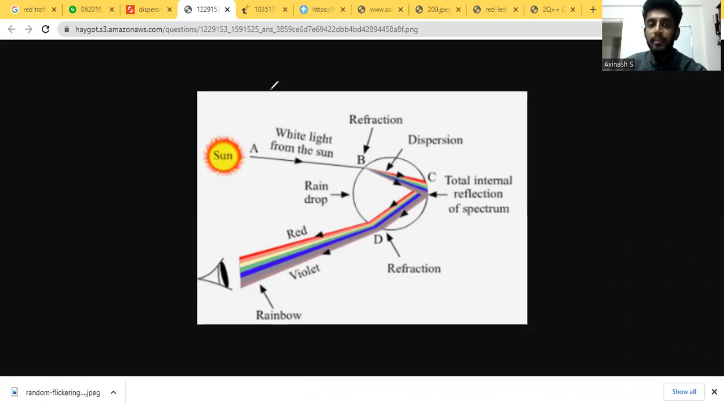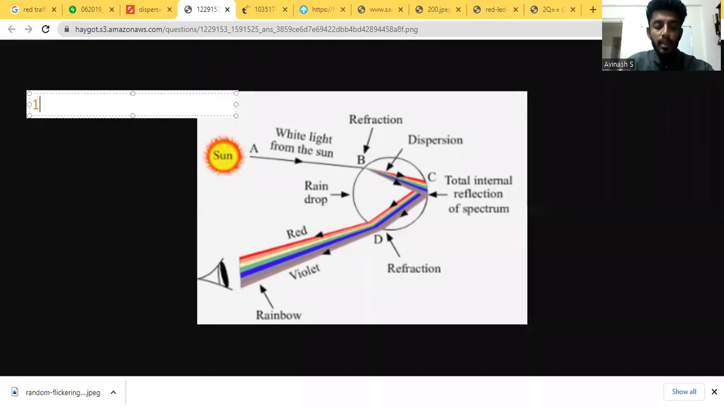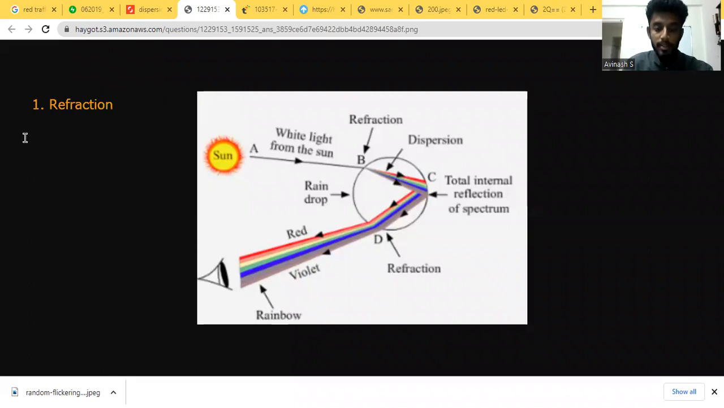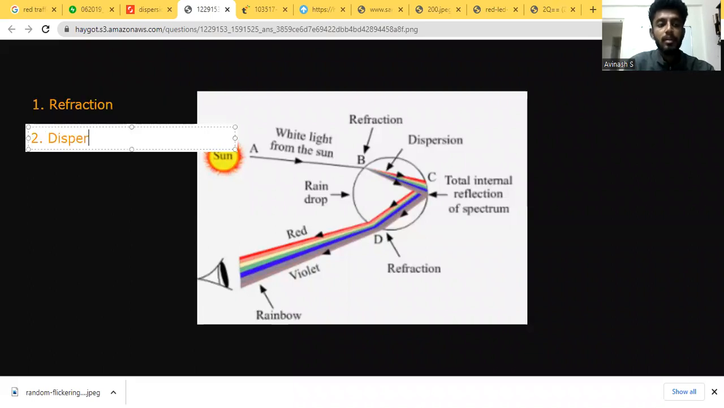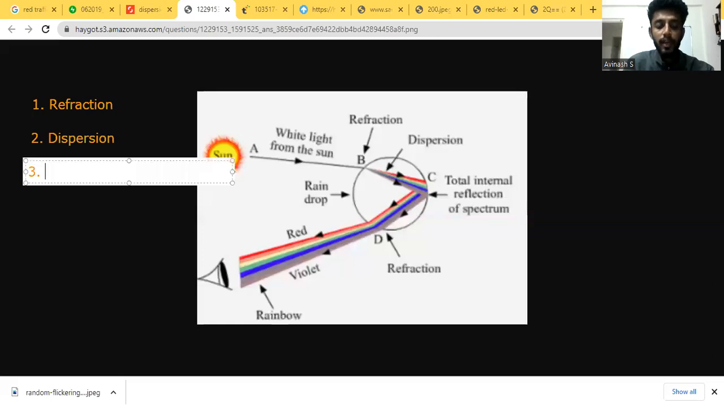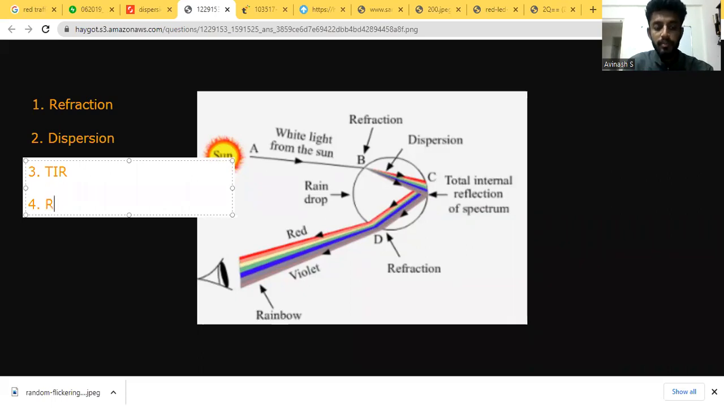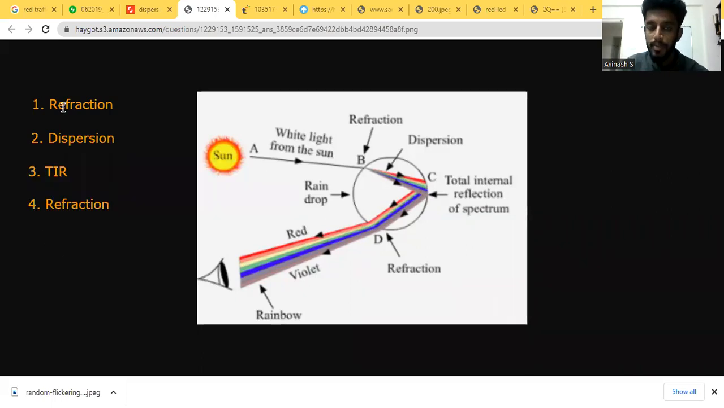So you can see there are 4 steps in rainbow formation. The first step is refraction. The second step is dispersion. The third step is total internal reflection. And the fourth step is again refraction. This sequence is very important from an examination point of view when it comes to CBSE exams. So the sequence is very important.